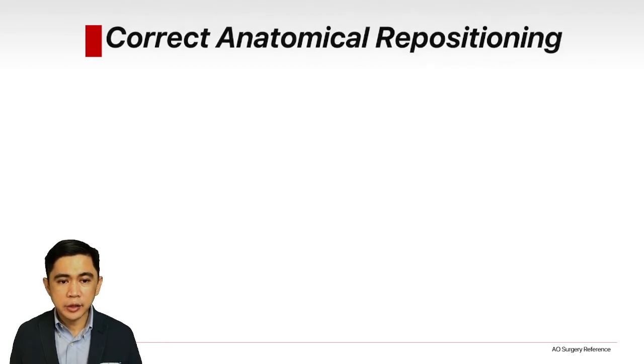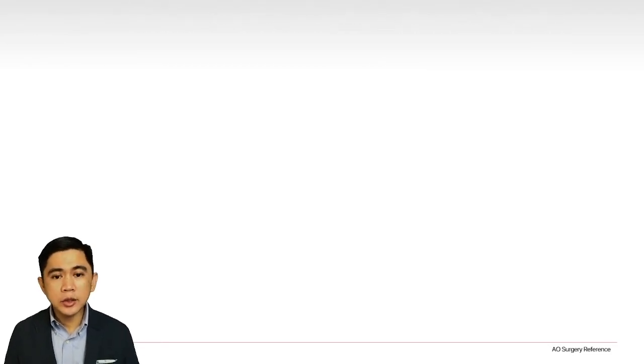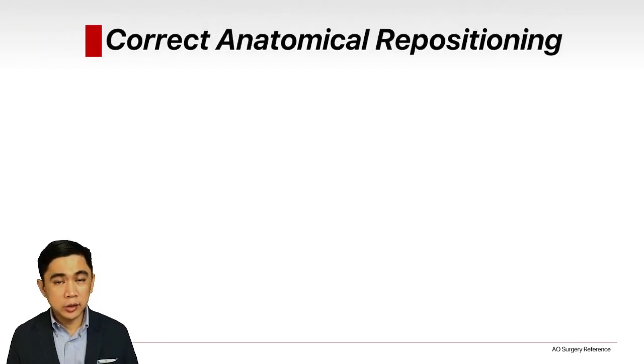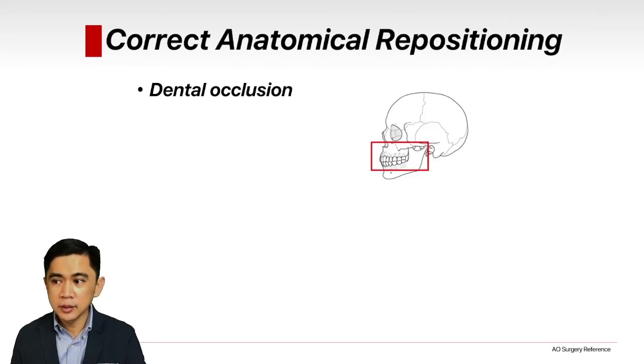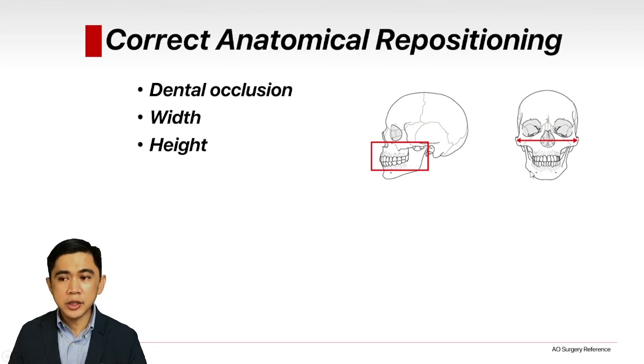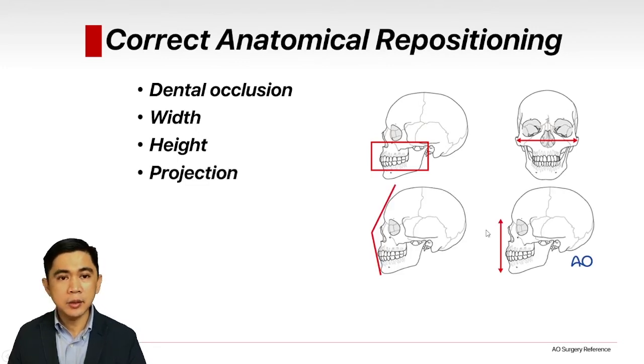After planning the airway, one should plan on the goals of your fracture repair. And the main goal is to achieve correct anatomical repositioning. This will involve correcting the fracture into the pre-injury state in terms of dental occlusion here, pre-injury width, pre-injury height, and pre-injury projection.